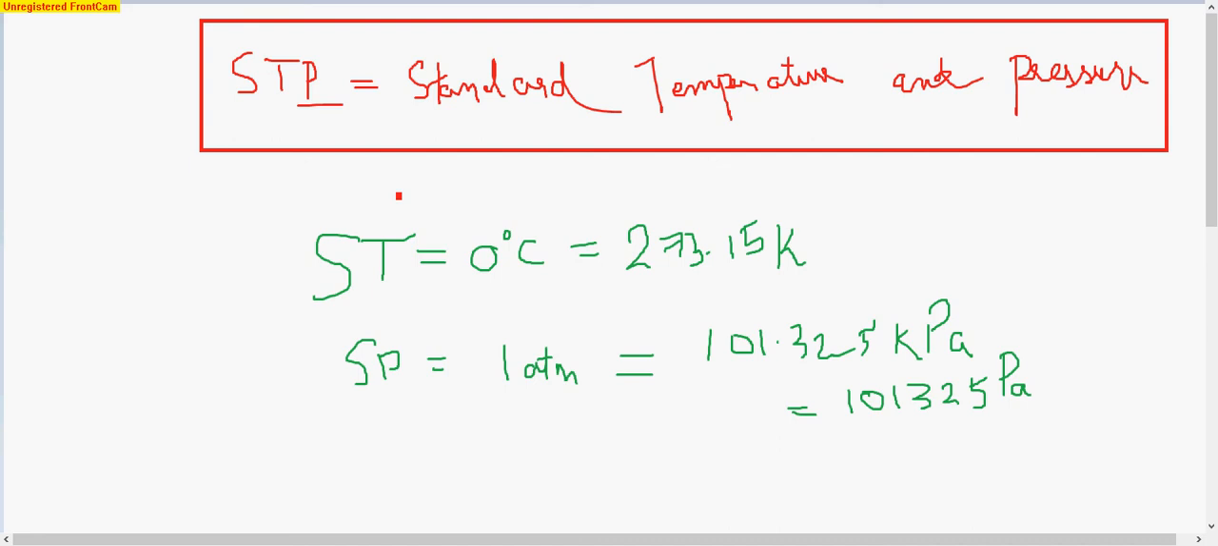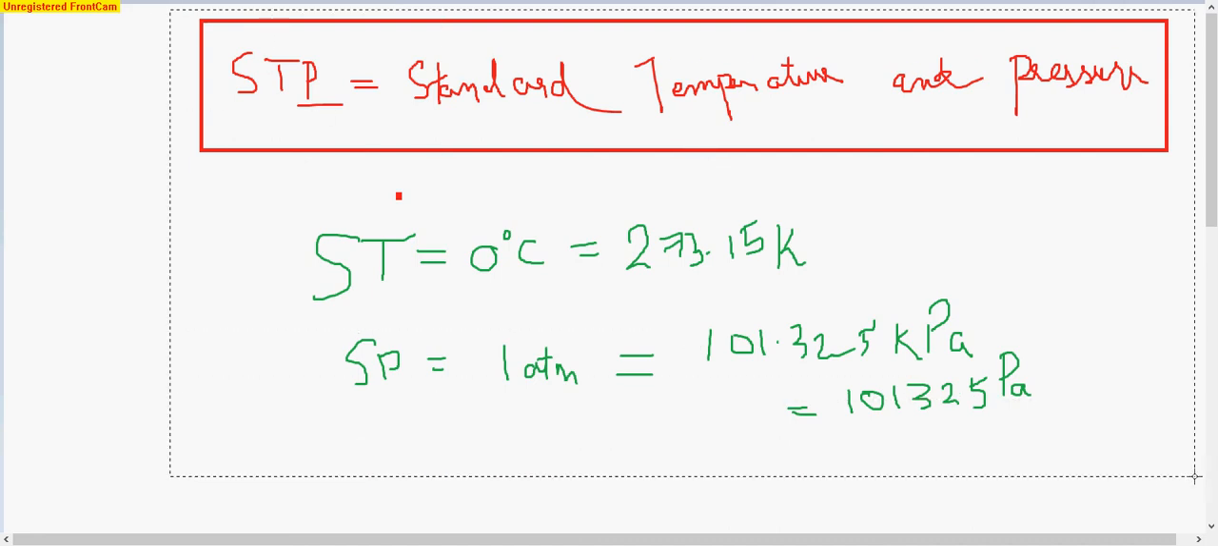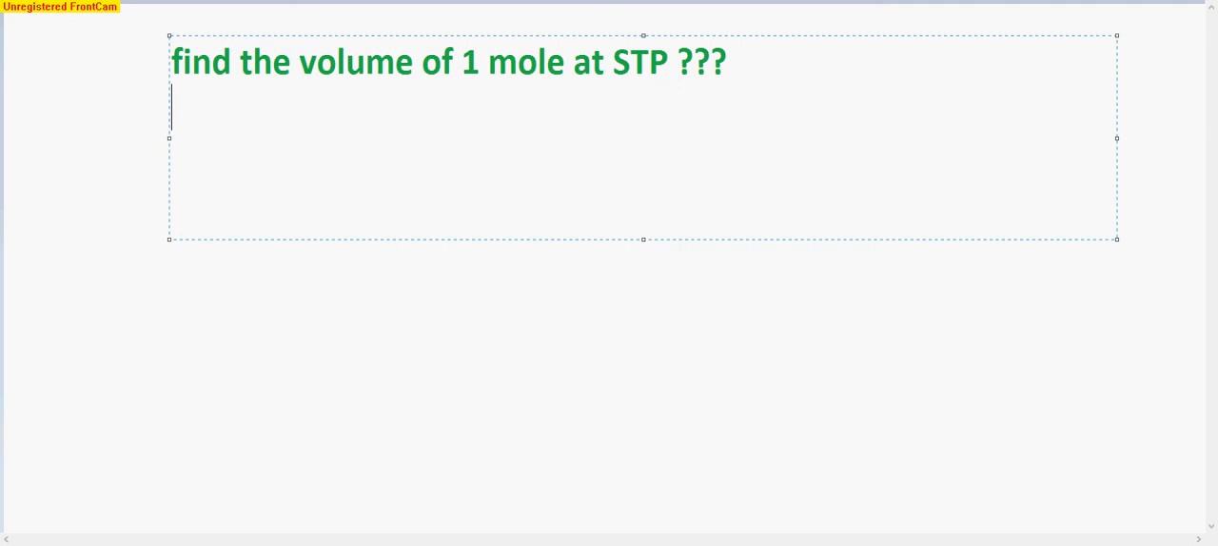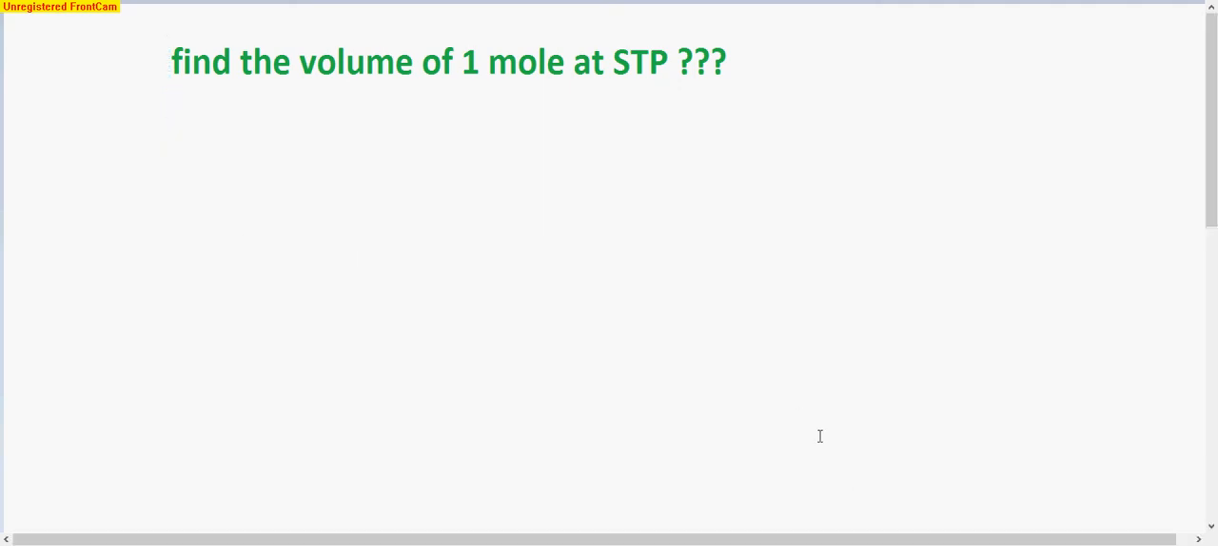Now we'll get to problems with the STP. Okay, here's the question. See, I'm not writing, I'm just typing. Find the volume of 1 mole at STP. Quite a simple question. What is the volume of 1 mole at STP for an ideal gas? Or else we can't use the equation PV is equal to nRT, right?